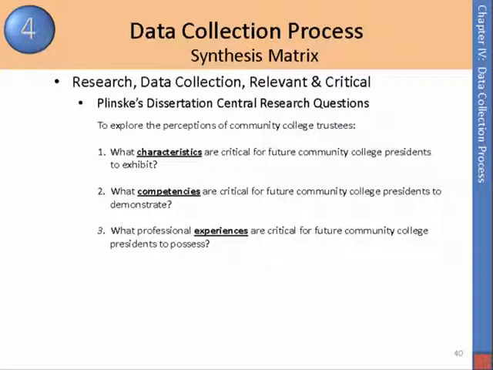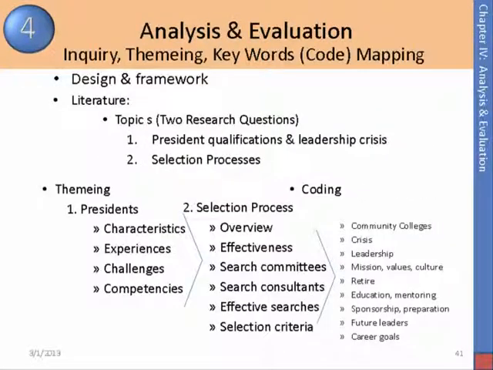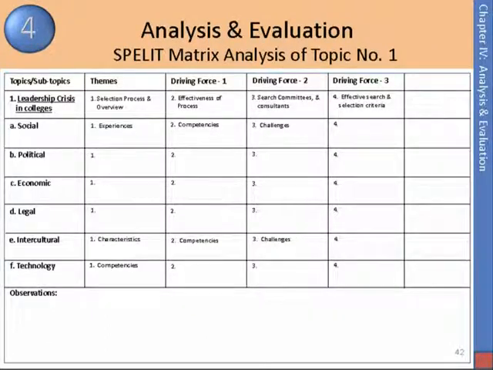And then within the selection process, she identifies these characteristics or these variables: overview effectiveness, committees, consultants, effective searches, and effective selection criteria. And then lastly, we identify key codes or key phrases which are supportive to each of the themes. This gets mapped as themes, and then driving forces behind each theme. This is a mapping basically of topic 1.